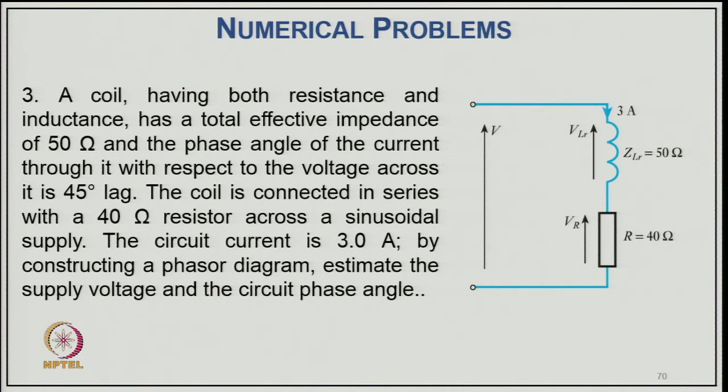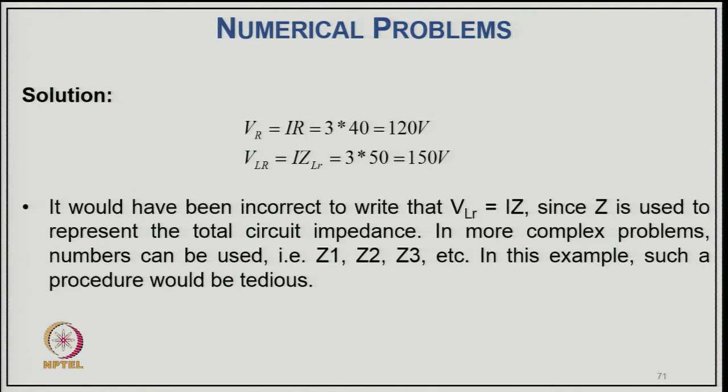So, you have here a resistance of 40 ohm and a coil impedance of 50 ohm, with a 3 ampere current. We can say V_R equal to I R, that is 3 into 40, that is 120 volt, and V_LR equal to I Z_LR, that is 3 into 50, that is 150 volt. It would be incorrect to write V_LR equal to I Z, since Z is used to represent the total circuit impedance. In a more complex problem with more than one impedance, we can use Z1, Z2, Z3, etc. In this example, such a procedure would be a little bit tedious.